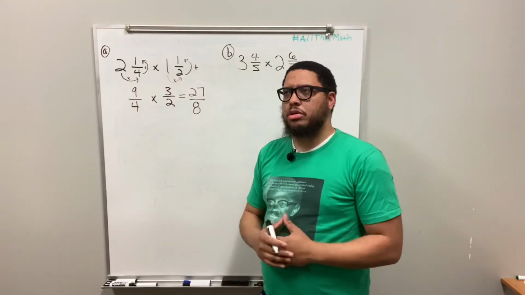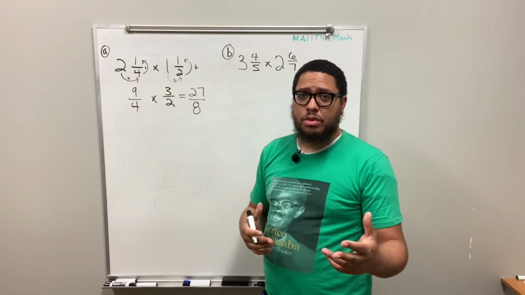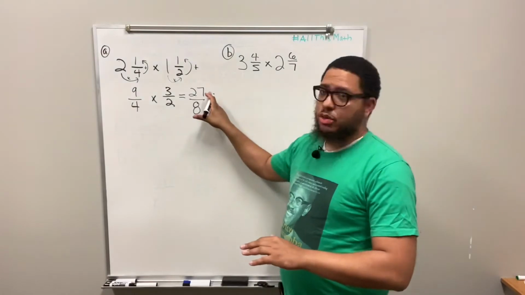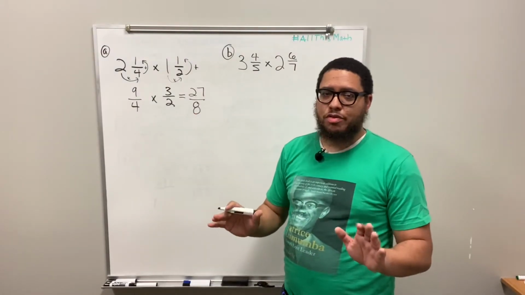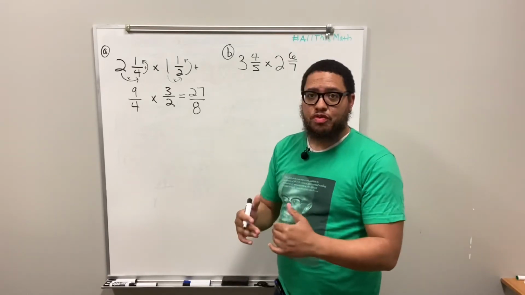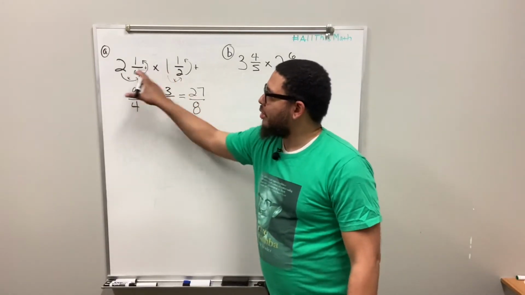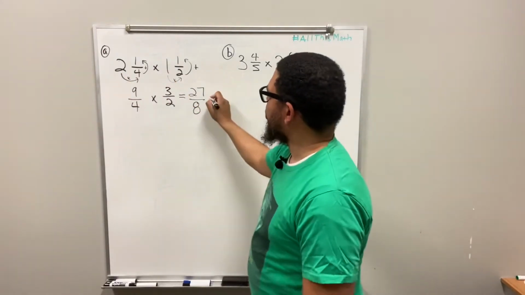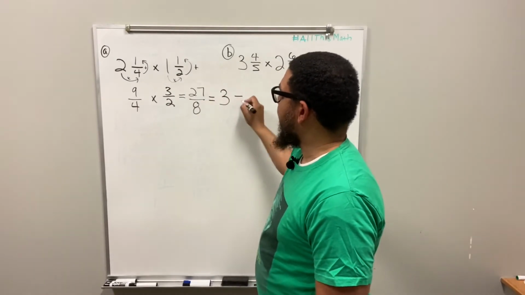What about 4 groups? That would be 4 times 8. That's 32 people. Chill. It's only 27 chairs, bro. 4 groups will not fit. So that tells us that 3 groups will fit. The number of groups that will fit, that's your whole number. So 27 over 8 is going to be equal to 3 and a fraction with it.